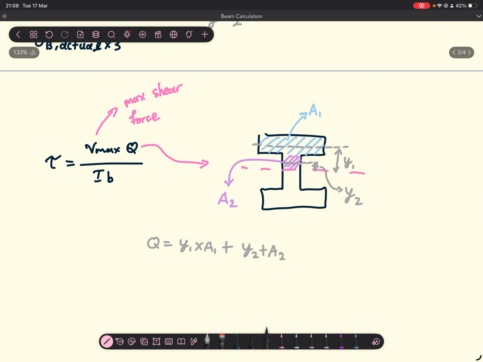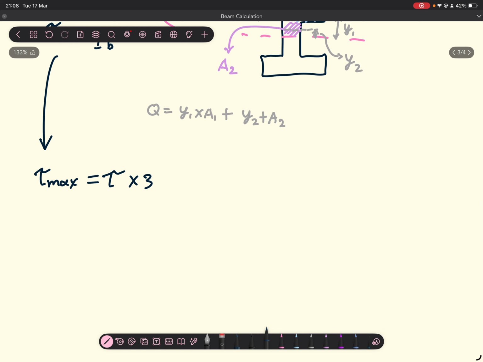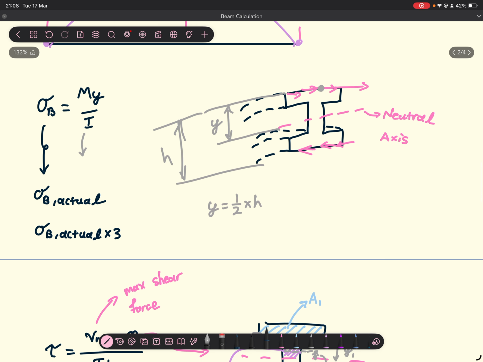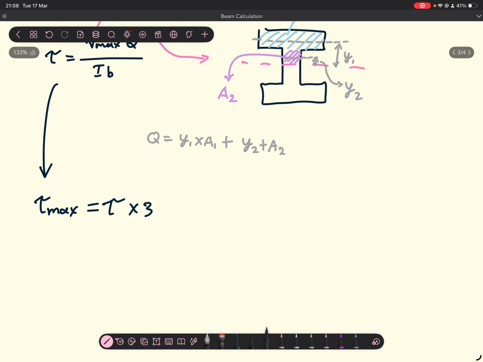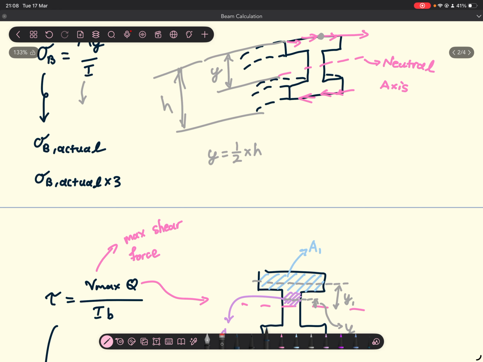Okay, and then you do the same thing for your shear stress. So tau max will be tau times 3. Okay, so now you've got your bending stress and your shear stress, and you've accounted for the safety factor.